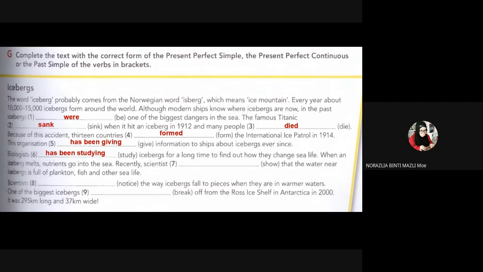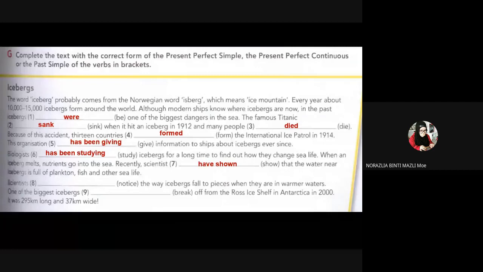That's not the answer. The answer is have shown. Telah menunjukkan yang ada banyak plankton, fish and other sea life. Okay, have shown. Telah menunjukkan, emphasize dekat telah menunjukkan tu. Okay, kalau dia perasan tak? Kalau perasan lah, bila kita kata has been studying semua ni, dia akan ada keyword dia. For a long time. Ni has been giving ni dia ada ever since, dia ada keyword.